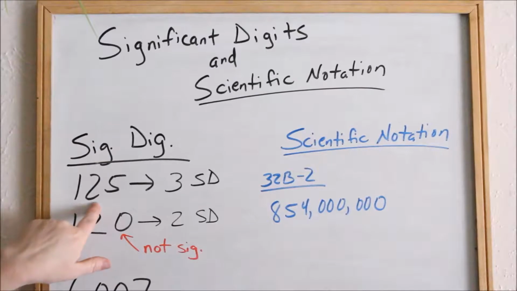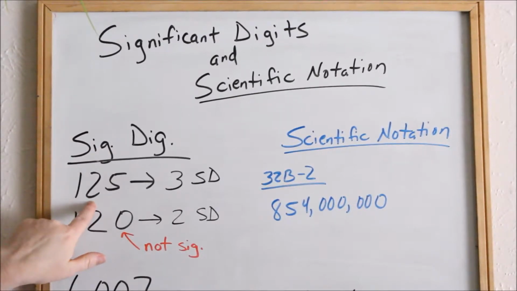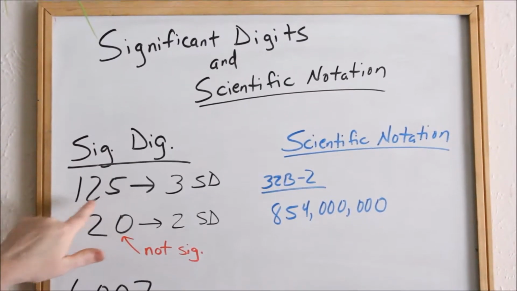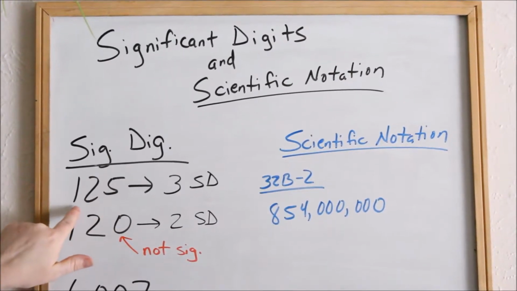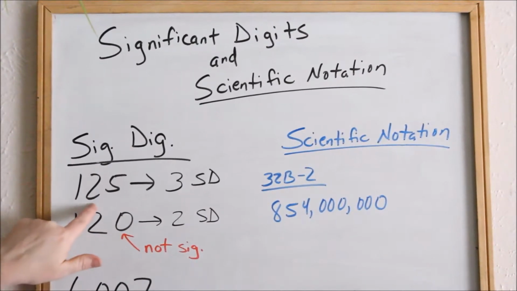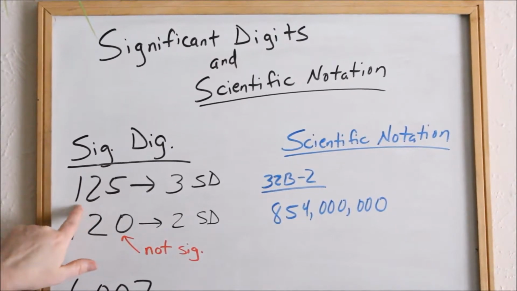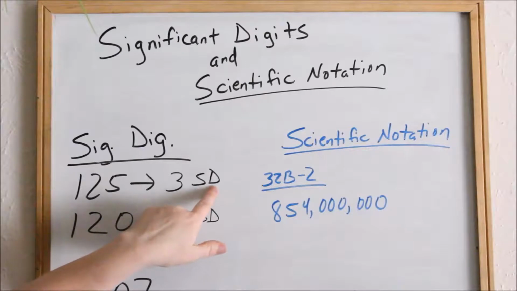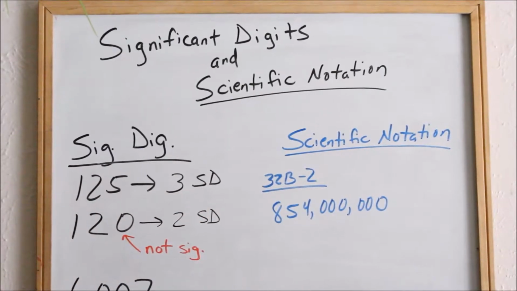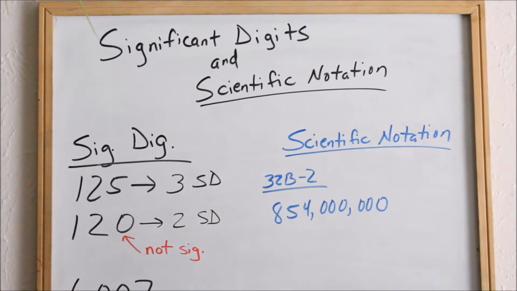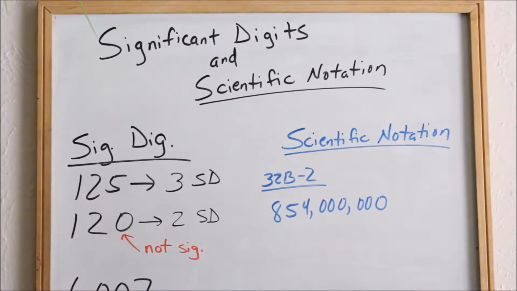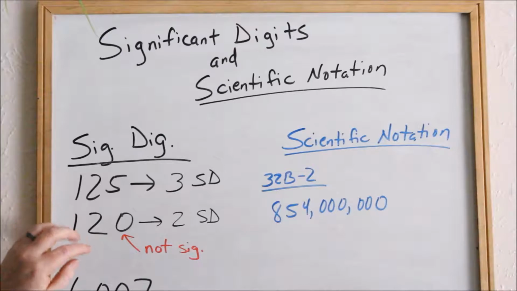The number 125. Every number is significant because you need every number to say that it's 125. So when we think of regular numbers, 1, 2, 3, 4, 5, 6, 7, 8, 9, those are all significant. So this number would have 3 significant digits. 0 is the hard number to determine if it is significant or not significant. So like I said, 1 through 9 are all significant always. 0 is the hard one to tell when it's significant and when it's not.